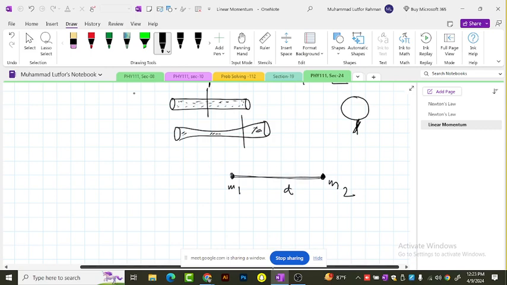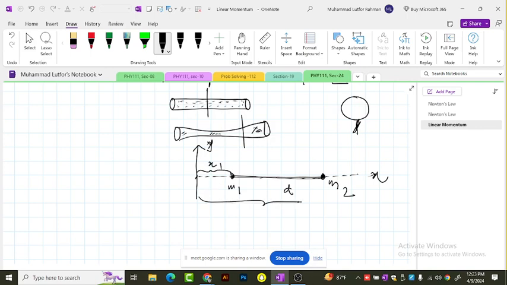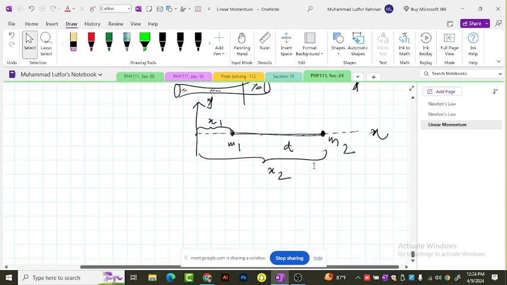Now I will choose, this is required, a reference axis over here to find the center of mass. This is my y axis and let's say this is my x axis. That means these two masses are on the x axis. I am locating them from my origin; let's say this is the x1 distance and this is the x2 distance. Now I'm going to find the center of mass of these two point mass distributions.